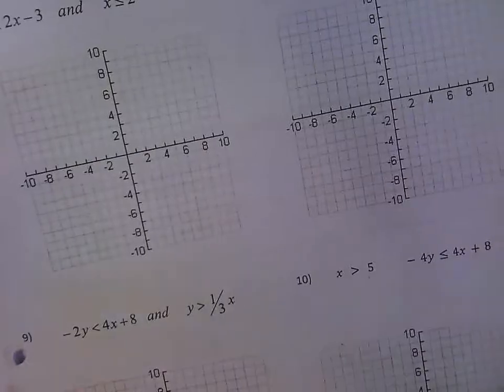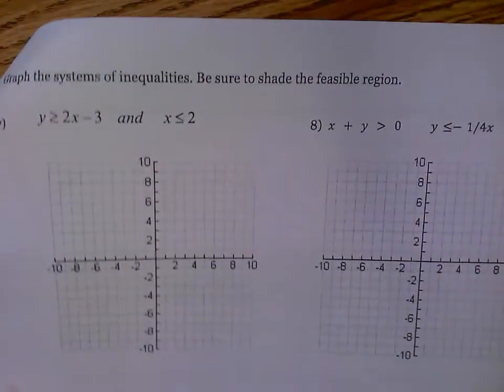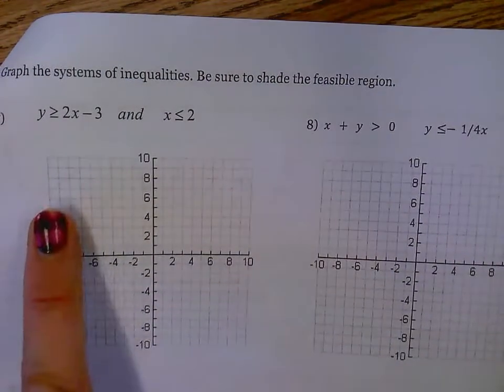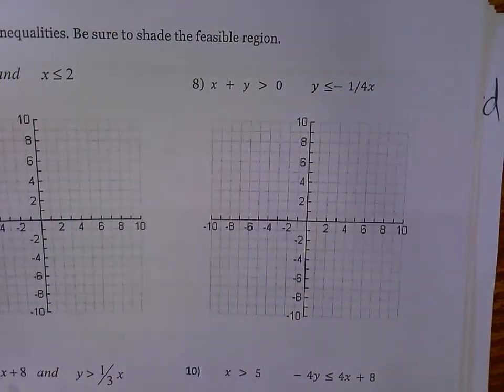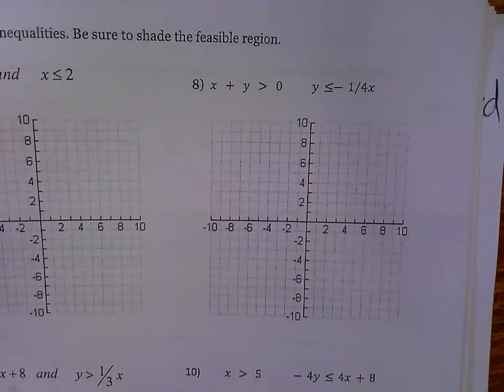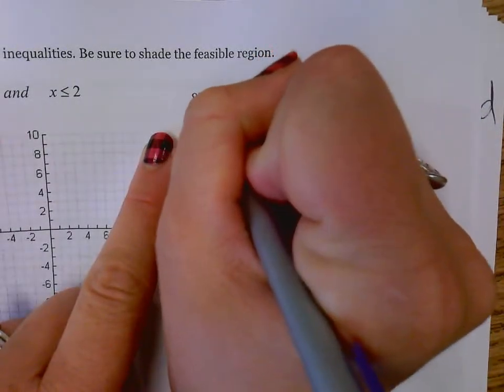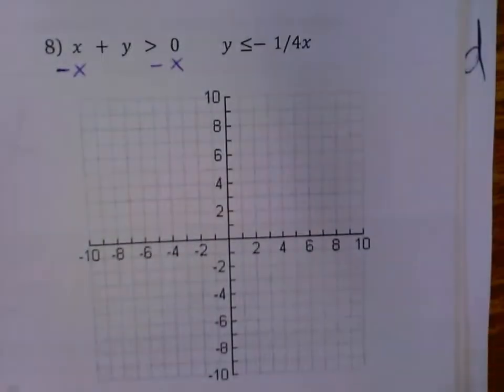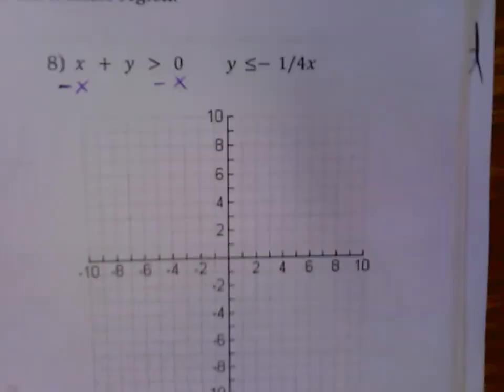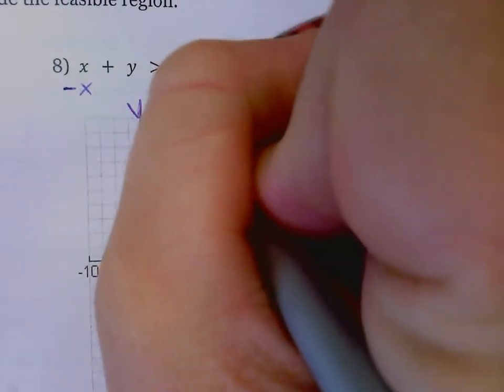All right, let's do like 2 examples. Why don't I do number 8, and then you guys can try number 7. Here's a system, right? More than one. Number 8 takes a little bit of work. How do I get number 8 so that the y is by itself? I'm going to have to subtract the x to the other side, right? So I get y is greater than negative x.